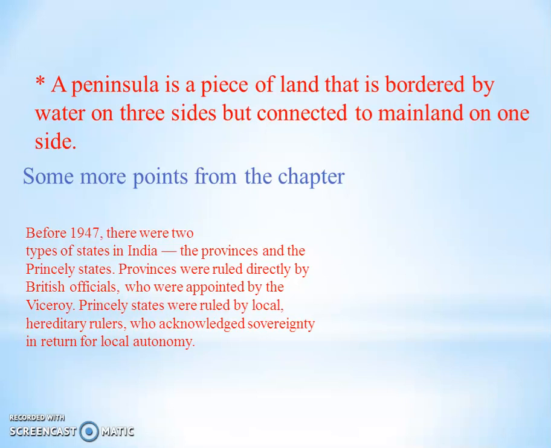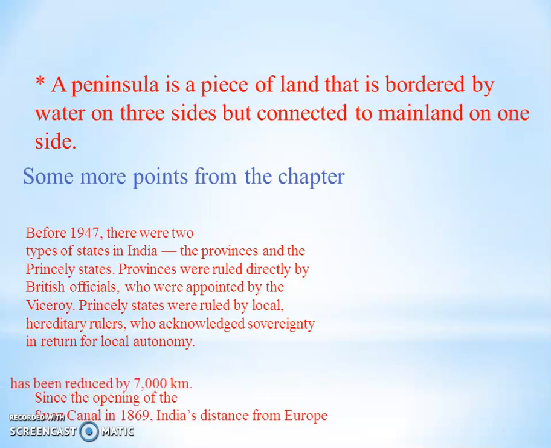Before 1947, there were two types of states in India, the provinces and the princely states. Provinces were ruled directly by the British officials who were appointed by the viceroy. Princely states were ruled by the local hereditary rulers who acknowledged sovereignty in return for local autonomy. Since the opening of the Suez Canal in 1869, India's distance from Europe has been reduced by 7,000 kilometers. Yes, this canal is helping us. We can reach Europe much faster now. A 7,000 kilometer distance has been reduced.